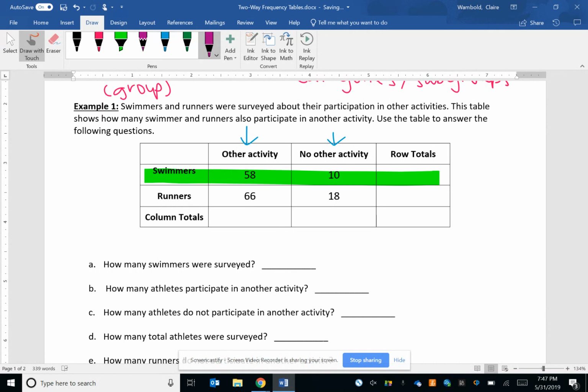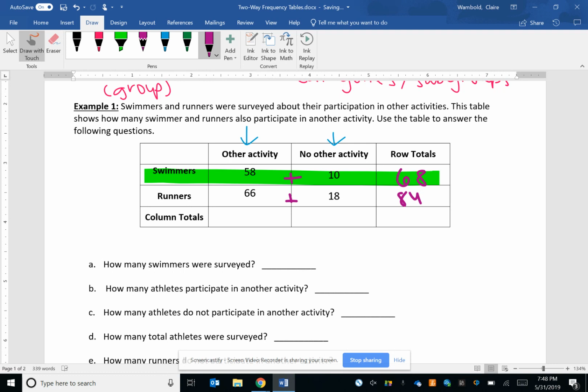We're going to calculate the row totals simply by adding up all the swimmers who participate in another activity plus the ones who don't. So 58 plus 10 makes a total of 68. For the runners, we add 66 plus 18 and we get 84. So there are 68 swimmers and 84 runners.